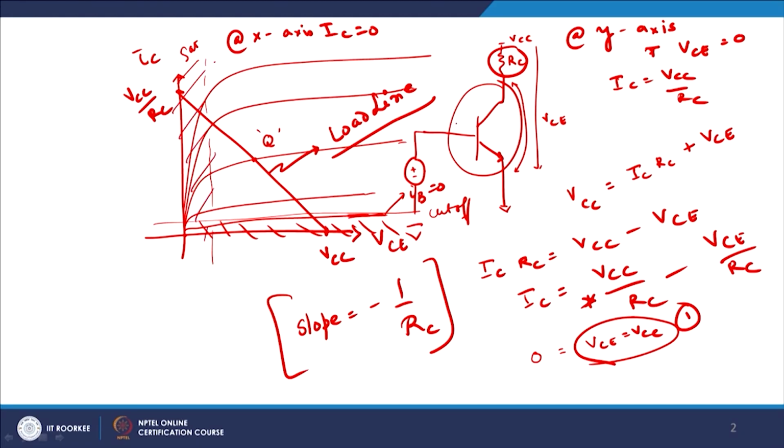You should bias your device using an external DC bias such that the Q point lies somewhere here. Corresponding to this Q point, you will have VCE in this direction and IC in this direction. So we write VCEQ and ICQ. ICQ is the quiescent collector current, and we define VCEQ as the collector to emitter quiescent voltage.